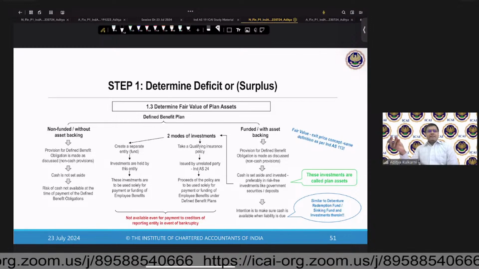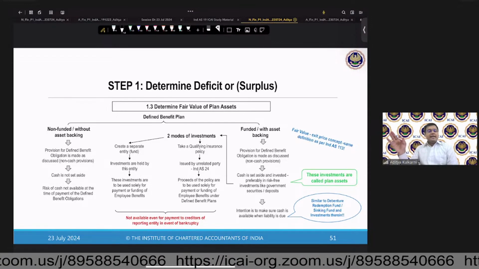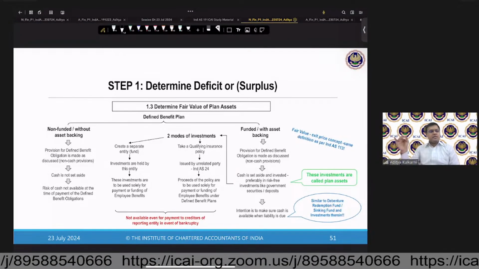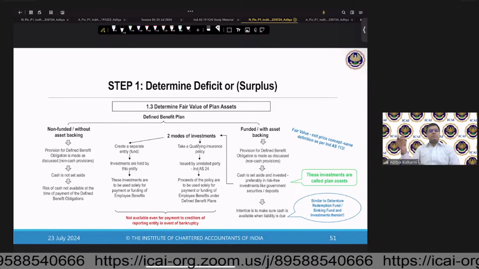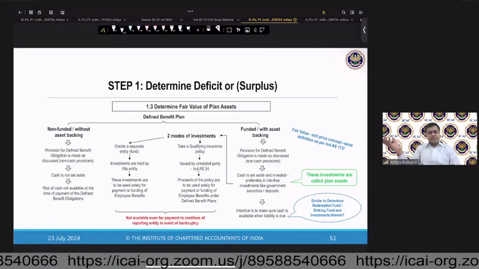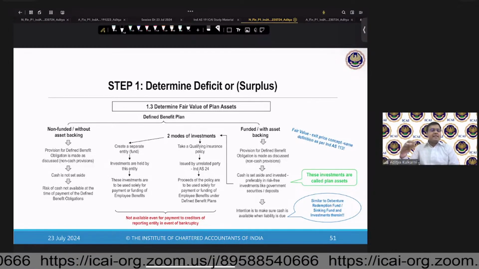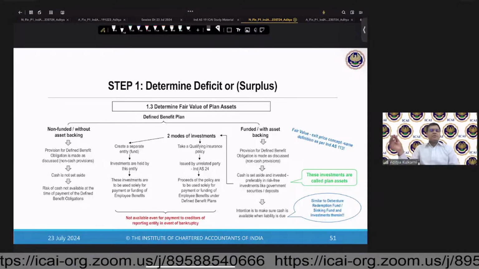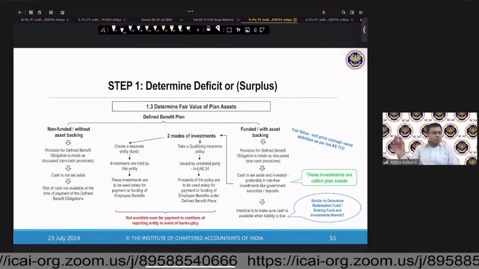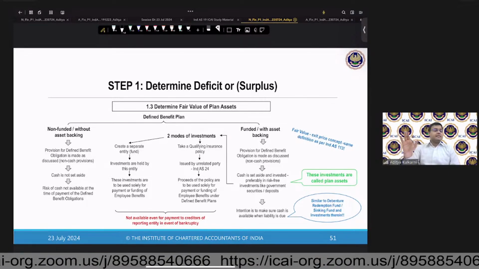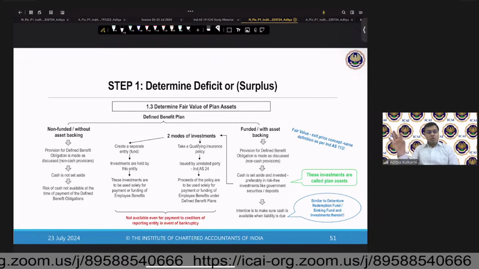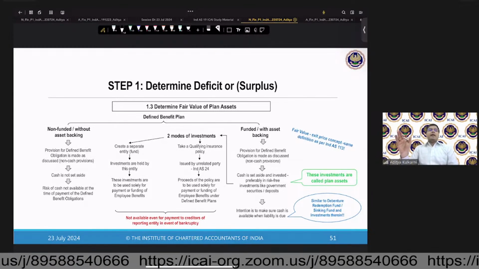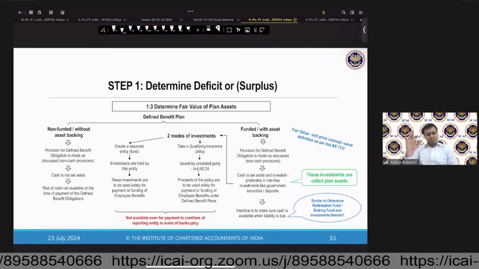What do you mean by plan assets? Basically, the entity will set aside money and put it in certain investments. It could be fixed deposits, equity, mutual funds, or government securities. Typically, you put it in less risky ones like government securities and fixed deposits. You will generally not prefer something as volatile as equity, but a small percentage you could consider. Again, the standard does not specify anything. Even if you don't put the money there, the standard is okay with it. So you could have an obligation without an asset backing, perfectly fine.